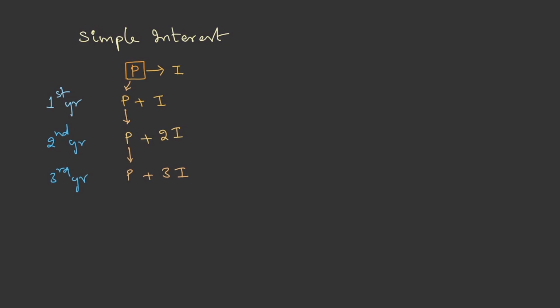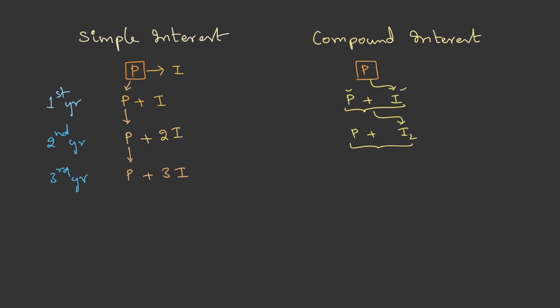Unlike this, in compound interest, when we take a certain amount as principal, after the first year, it will be principal plus interest based on the first principal. So that is I. But for the second year, the interest will not be I, it will be some I2. That is interest calculated on principal as well as the interest. And for the third year, this will be some I3. So as we proceed, the interest is actually compounded. I hope you are able to make out the difference.